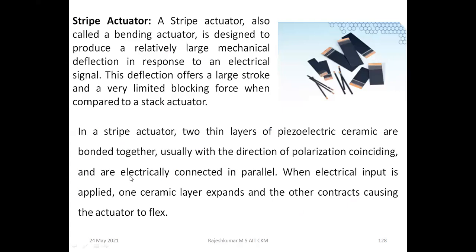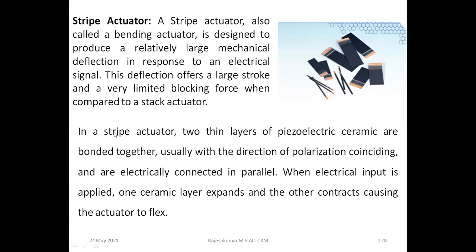Strip actuator. In case of this strip actuator, it is also termed as a bending actuator, which is designed to produce large mechanical deflections with respect to the response from the electrical signal. So this large mechanical deflection which we are going to obtain is going to be termed as your strip actuator.